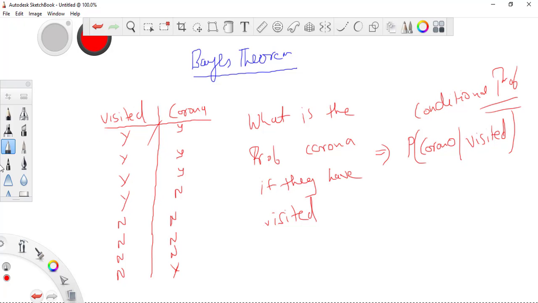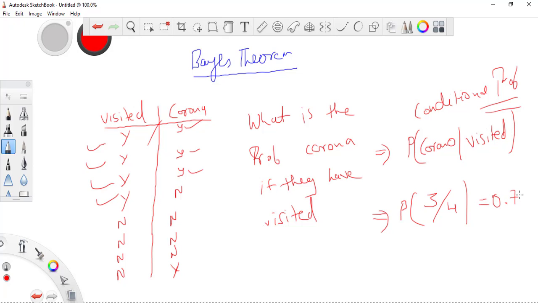In this example, first we need to filter out the cases where someone has visited a foreign country. There are 4 cases where someone has visited a foreign country, and the events I'm interested in are these 3. These are the favorable events. So this is 3 divided by the total number of events, which is 4. This comes out to be 0.75. So 0.75 is the probability that someone will get diagnosed with corona given they have visited a foreign country.